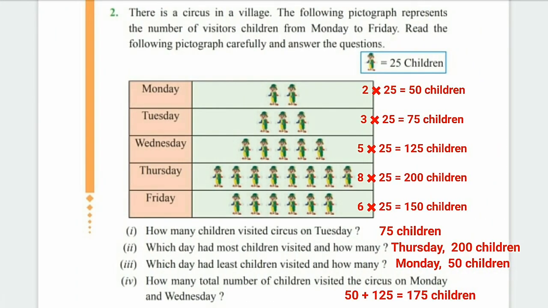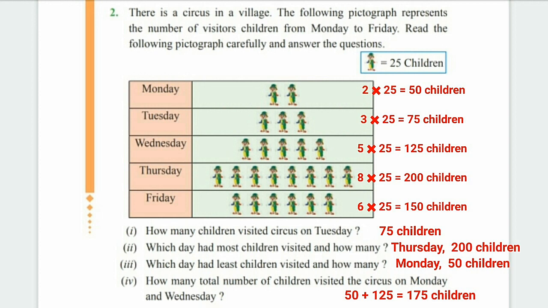Second, here we are given a pictograph. Pictograph means we are representing the data using pictures. One picture is equal to 25 children. So here let us find, on Monday we have 2 pictures. So here 2 into 25 is equal to 50 children. Similarly on Tuesday we have 3 pictures. 3 into 25 gives us 75 children.